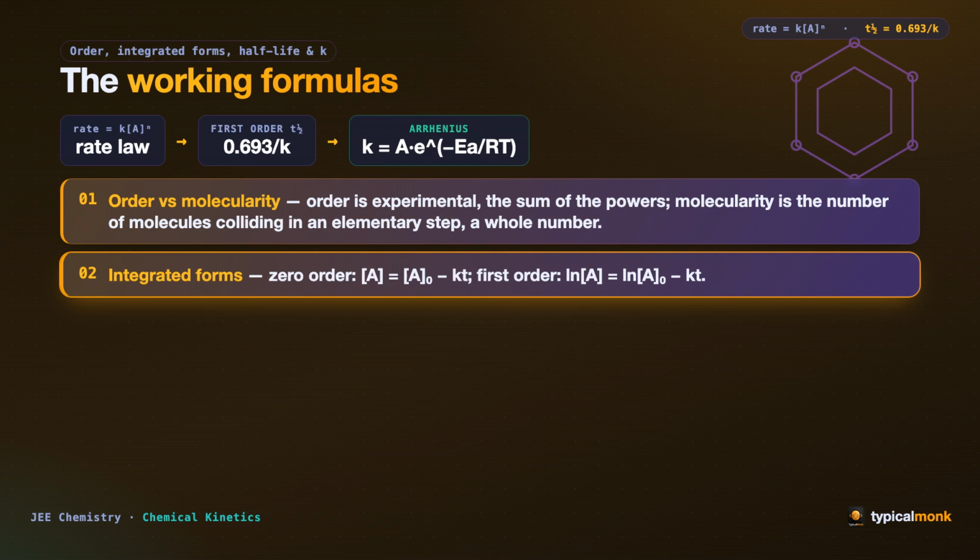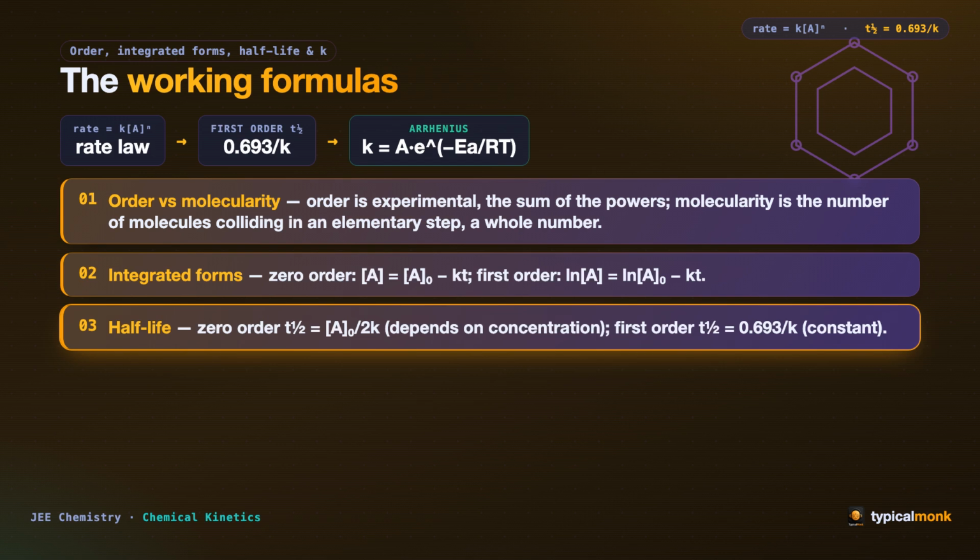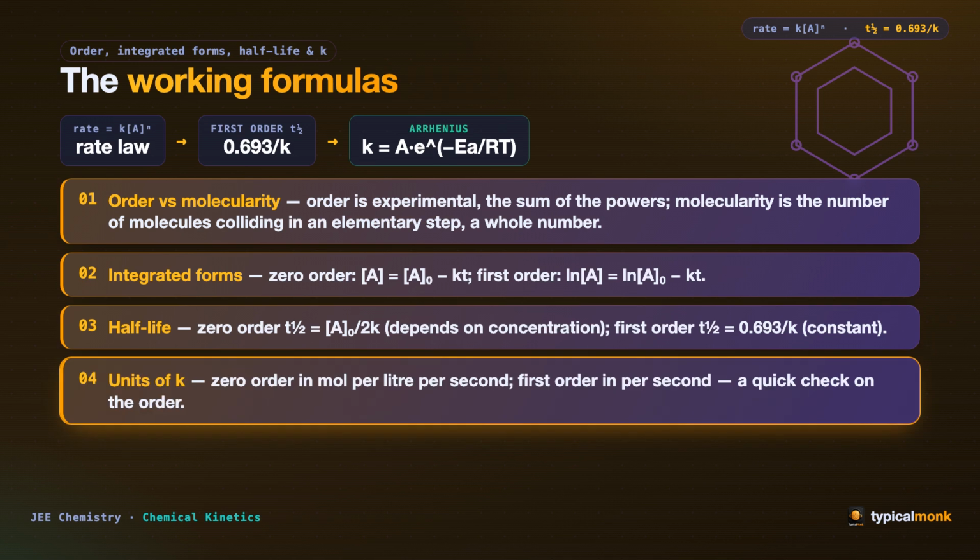The integrated forms. For zero order, the concentration of A equals its initial value minus kt. For first order, ln of [A] equals ln of the initial value minus kt. The half-life. For zero order, t half equals the initial concentration over 2k, so it depends on concentration. For first order, t half equals 0.693 over k, a constant. And the units of k: zero order is in mole per liter per second. First order is in per second. A quick check on the order.